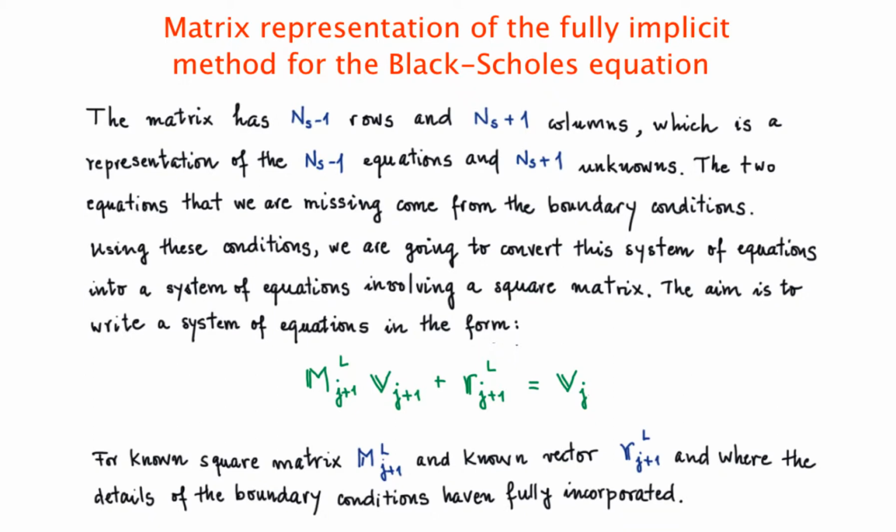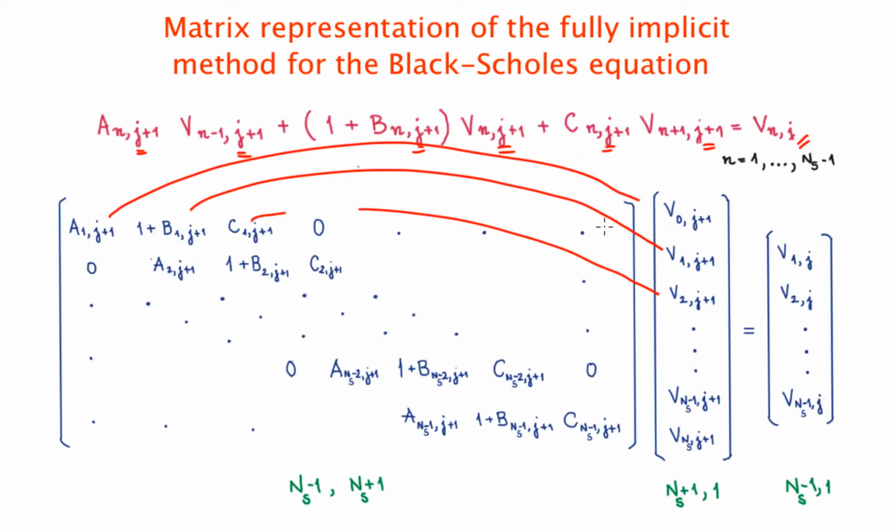In this matrix representation, the matrix has ns minus 1 rows and ns plus 1 columns. It's not square. This is a representation of ns minus 1 equations and ns plus 1 unknowns, because the unknowns are these ones. Supposing that we know the values of these functions evaluated at the previous time step, we want to know the values of the options at the next time step. These are the unknowns, so the number of unknowns is ns plus 1.